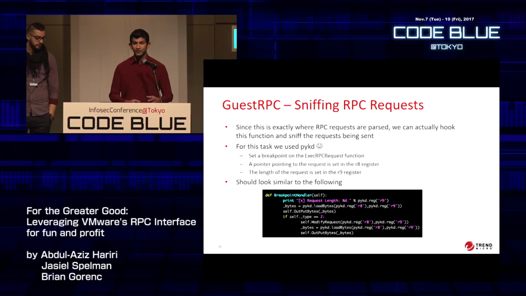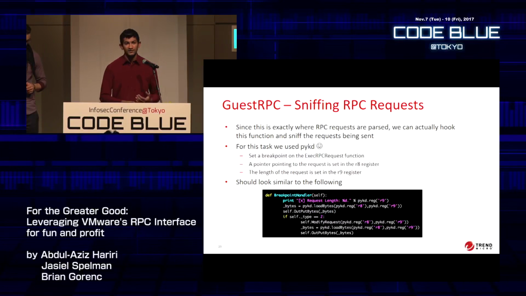Knowing that this is where the RPC requests come in, it makes for a great place to inject code so that we can try and track what all is being sent. For this, we ended up using PyKD. PyKD is a Python module that interacts with the debug engine, so basically you can mix Python and WinDbg or KD or CDB. The benefit here is we can set a breakpoint on exec RPC request, and we know exactly where it is within VMware VMX because of the reversing we did in the previous slide.